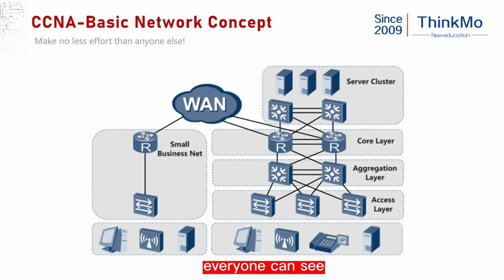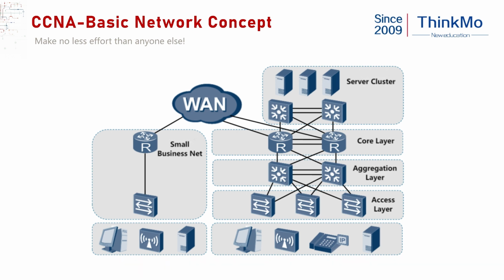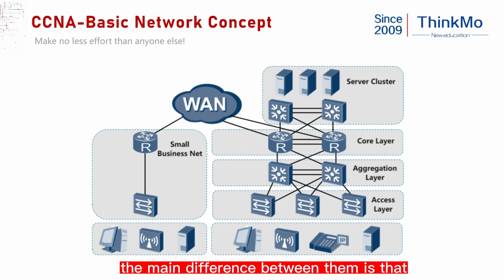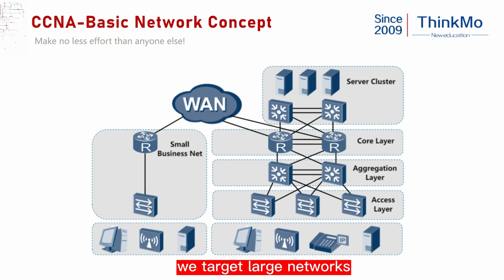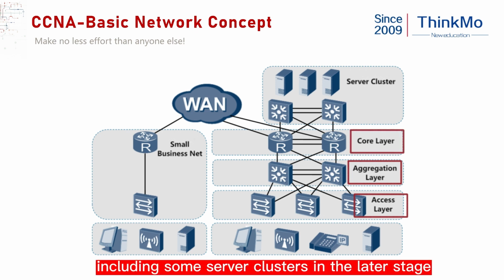Everyone can see these two pictures. What is the main difference? Small on the left. On the right is a medium to large network. The main difference between them is that for large networks, it will be hierarchical. What levels? You can see it written here: access layer, convergence layer, core layer, including some server clusters in the later stage.